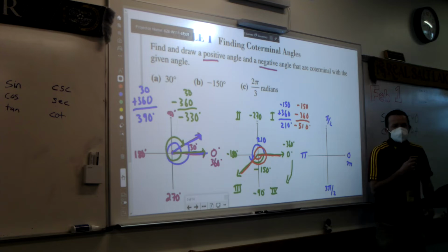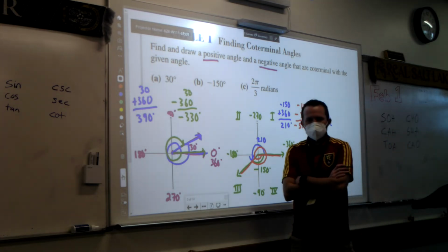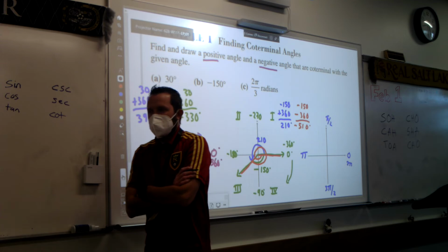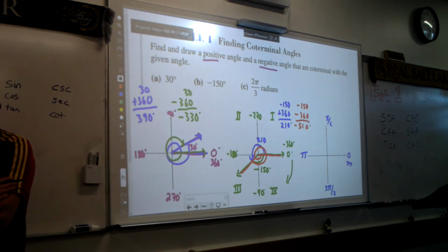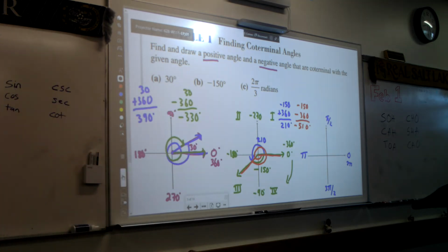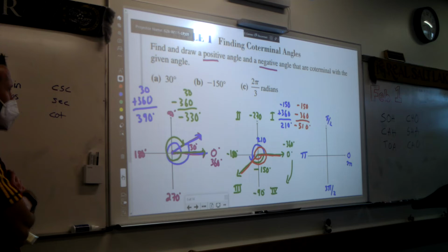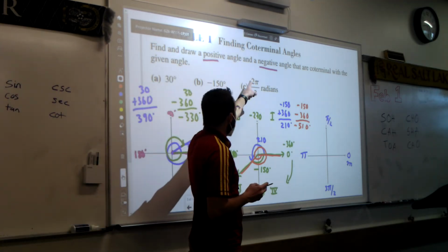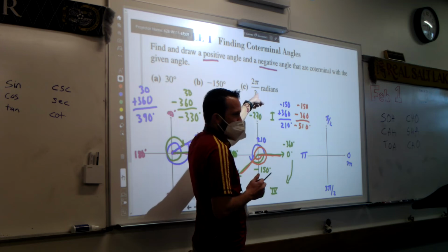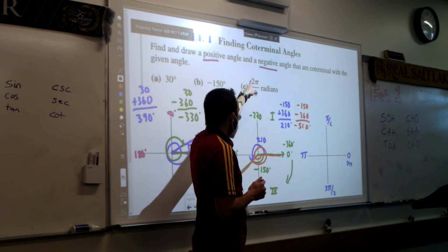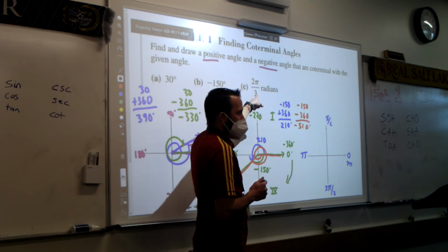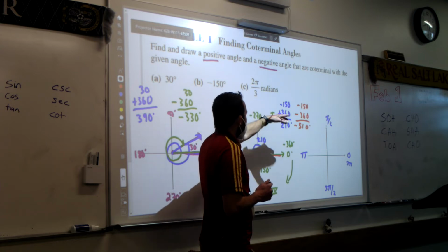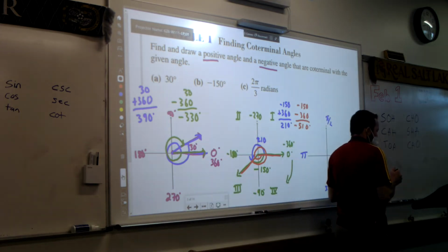Now we're going to graph 2 pi thirds radians. Which quadrant is that going to land in? Is that going to be in the first, the second, the third? Well, here's a question. Is 2/3 more than a half? Okay, is it more than pi? No, it's going to be somewhere between pi halves and pi.